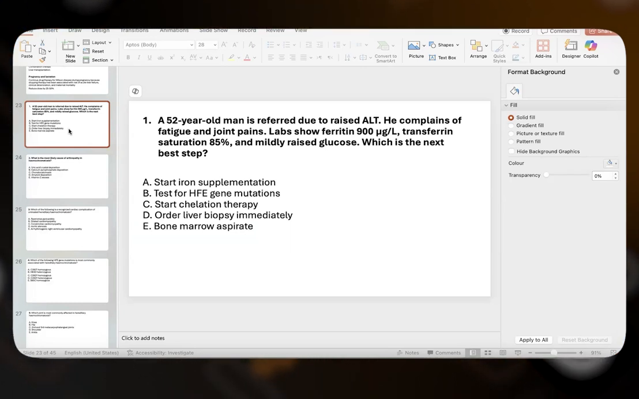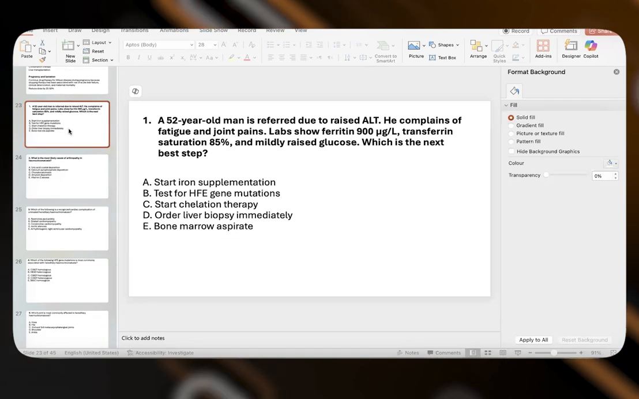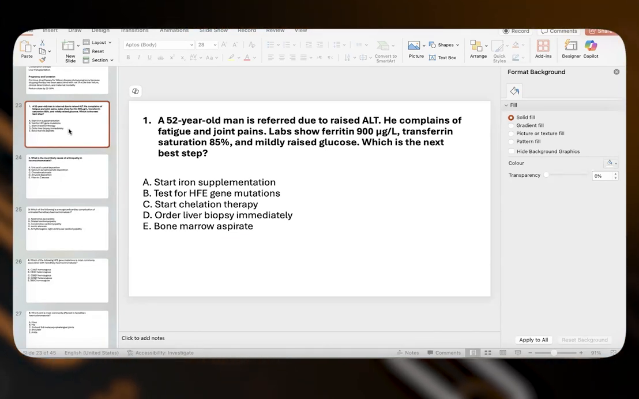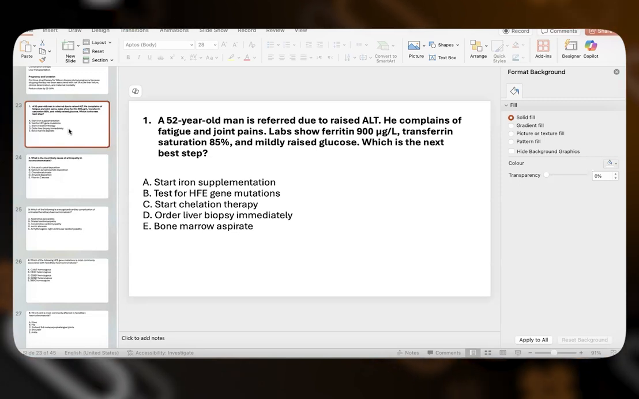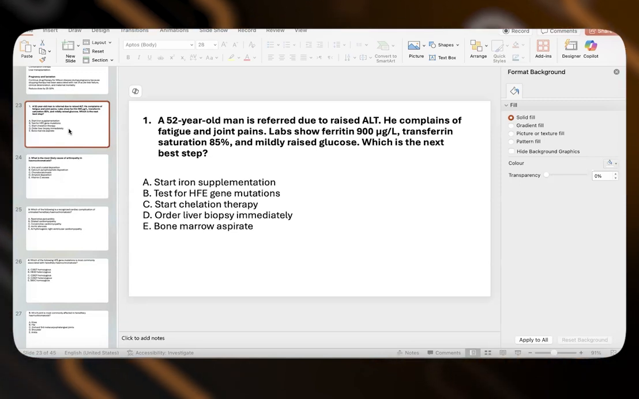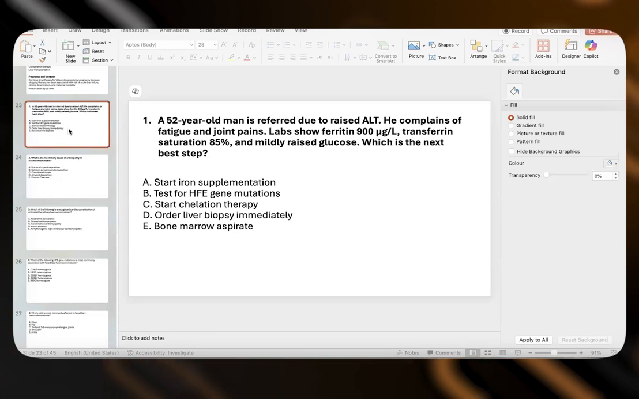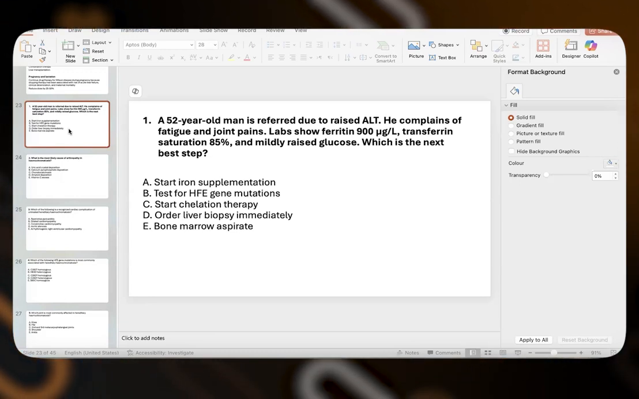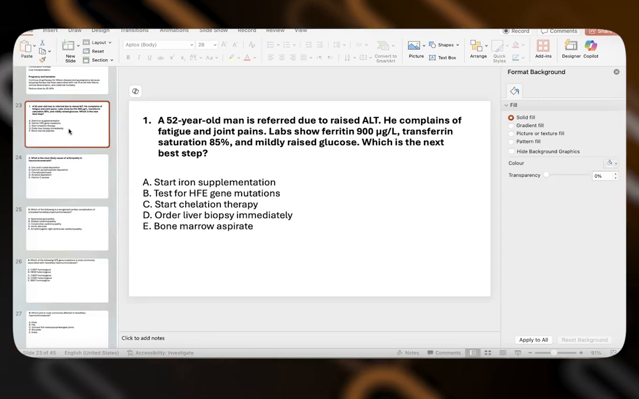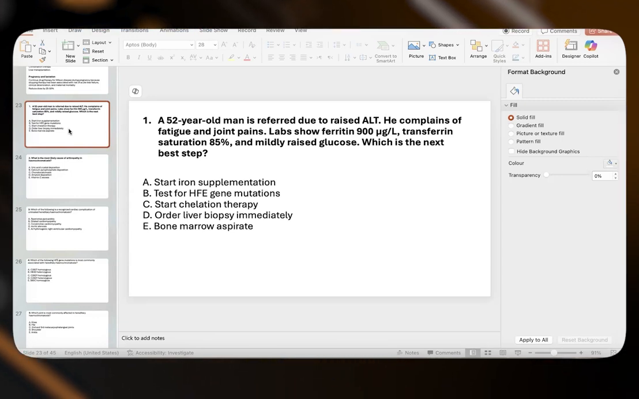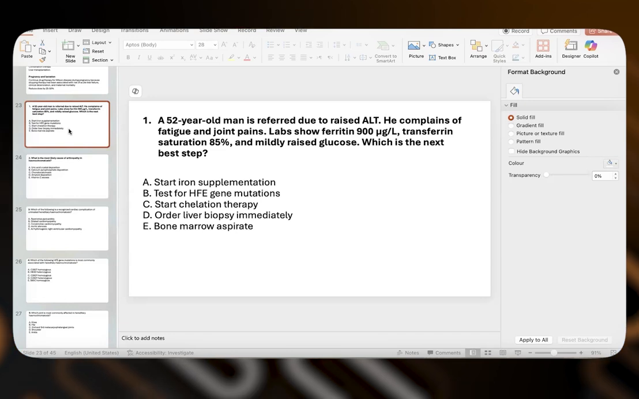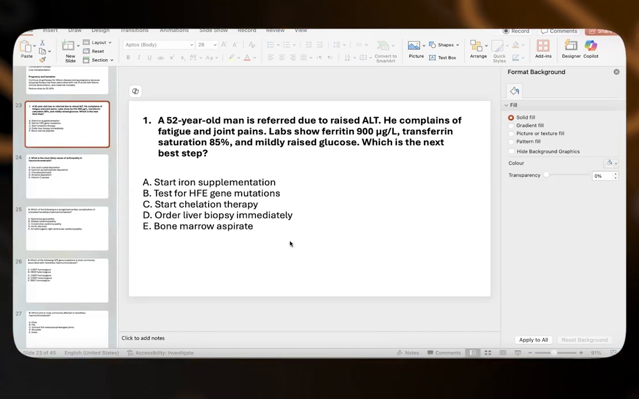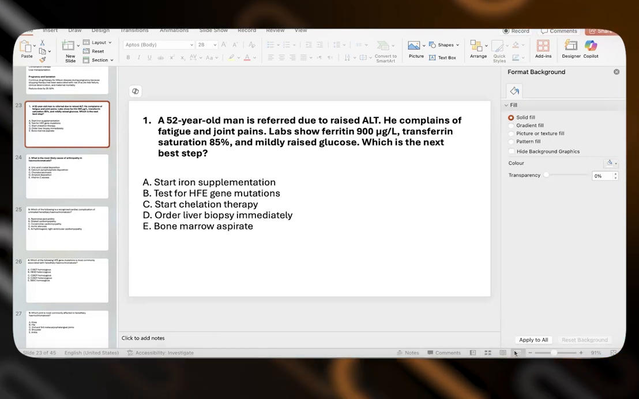Sir, what is the gold standard investigation for hemochromatosis? The gold standard is always a combination. Depending on what options you have, the gold standard means ferritin and transferrin saturation, as I told, ferritin more than 300 and more than 50% transferrin saturation. But if none of them is available, then gene mutation is the test. Having said that, even if you have a gene mutation, it's not likely that everybody will develop the disease. Correct?